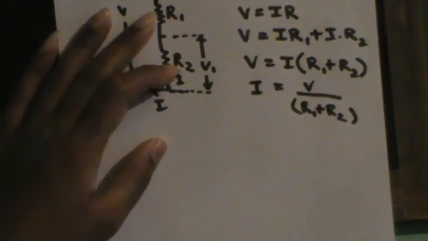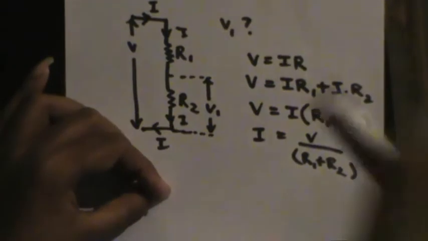The reason I calculated this is that, in order to find the voltage across this resistor, you need to know the current flowing through it. We have been given the voltage V and the values of R1 and R2, but we have not been given the value of I, and we have to find the value of V1.